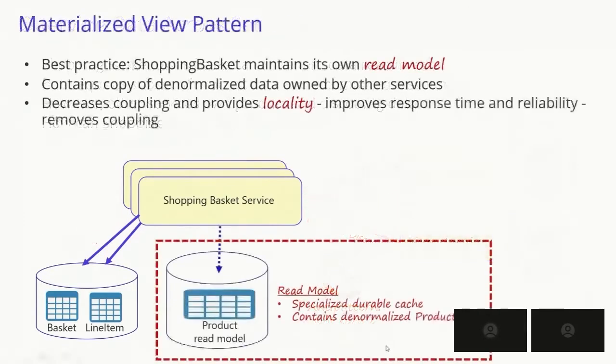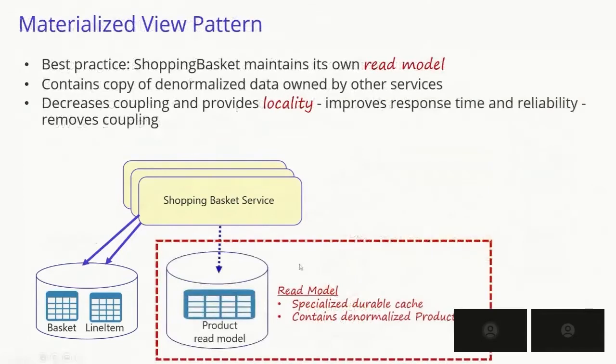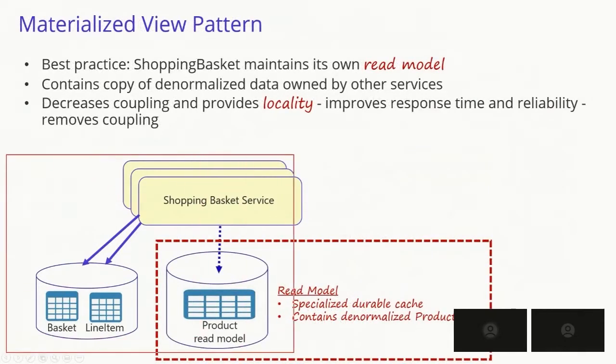What if we were to take the data from the catalog service? Because if you think about the shopping basket service, it only needs a couple of data items from the product. So if catalog service owns product data and shopping basket needs product data, it just needs a very small subset of product information. It doesn't need all the product data. So what if we were to denormalize and take just the product data that shopping basket needs and copy it and put it right in the actual shopping basket itself? So we could build what's called maybe a product read model.